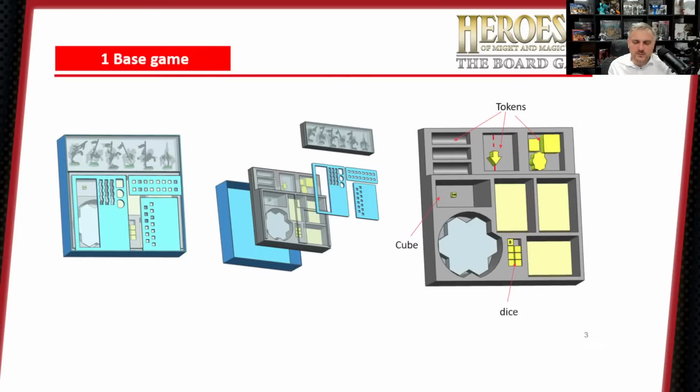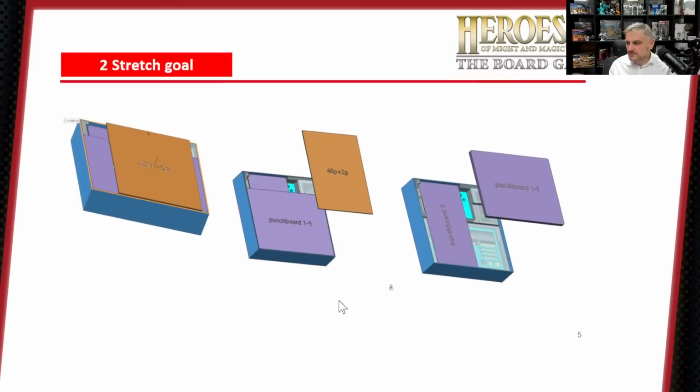But that was the biggest stopper for the pledge manager. We needed to know how much weight these projects will be. It's not small projects, and we cannot calculate the shipping wrongly. We cannot, because otherwise we jeopardize almost everything.